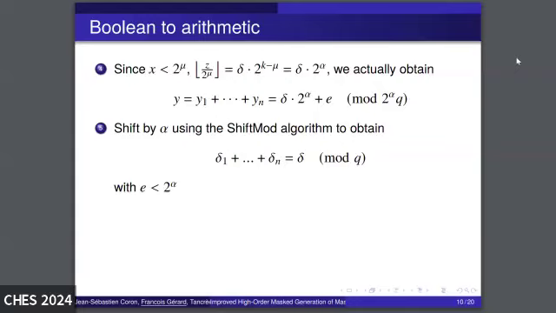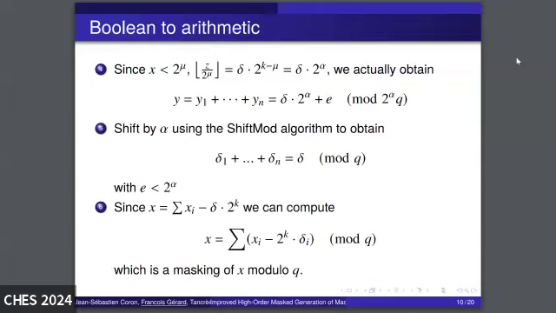So now I use the shift mod that will shift both the modulus and the value, and now I have a masking of delta mod q. And with this, I can recompose what I want, because remember that x was the sum of the x_i plus delta times 2^k, and this all in the integers. So now if I use the value of delta as shares mod q, this holds, and so what we have is actually a masking of x mod q, which was exactly the goal.